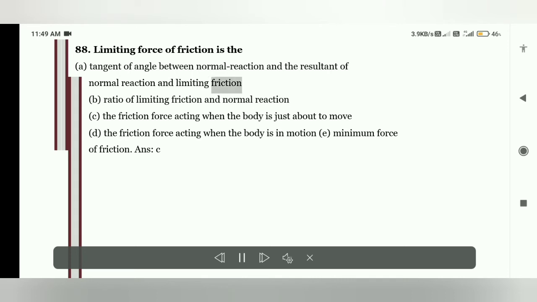88. Limiting force of friction is: A, the tangent of the angle between normal reaction and the resultant of normal reaction and limiting friction; B, the ratio of limiting friction and normal reaction; C, the friction force acting when the body is just about to move; D, the friction force acting when the body is in motion; E, the minimum force of friction. Answer: C.